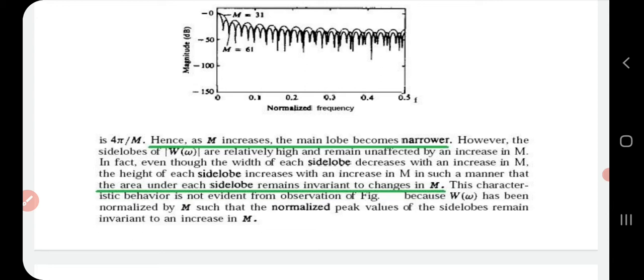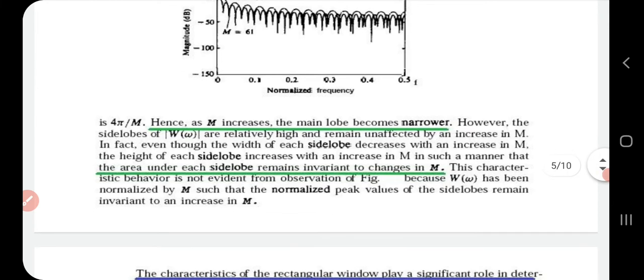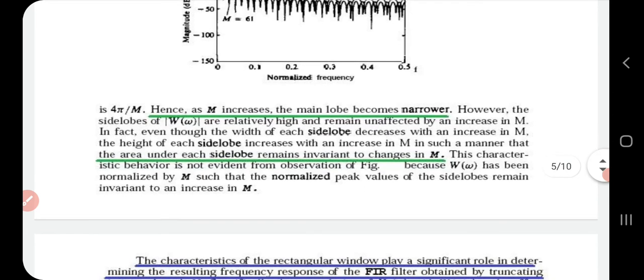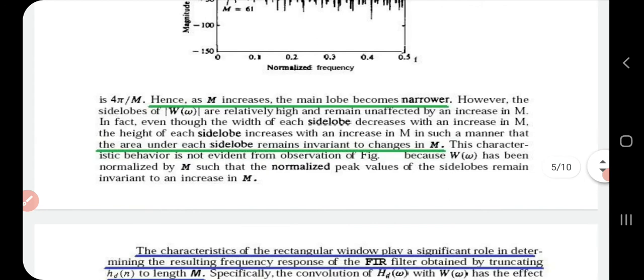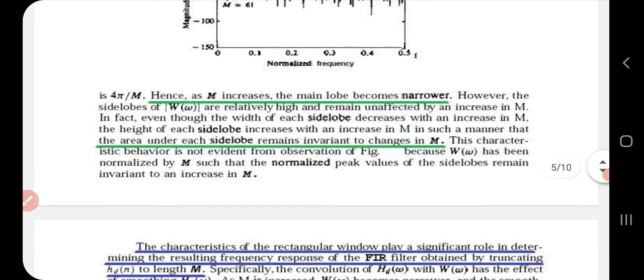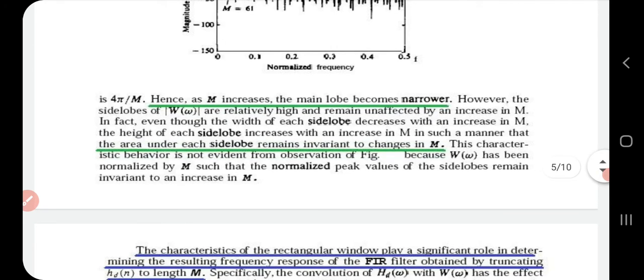That is, as the length M increases, the main lobe becomes narrower, whereas the width of the side lobe decreases with the increase in M. It is given in that paragraph. And what about the height of the side lobe? The height of the side lobe also will increase with increase in M, but that increase in height will be in such a way that the area under each side lobe remains invariant. So as the length of the FIR filter increases, the main lobe becomes narrower, the side lobe's width decreases, and the height of the side lobe increases in such a way that the area of each side lobe remains invariant.